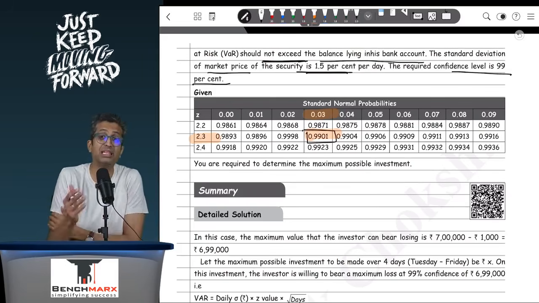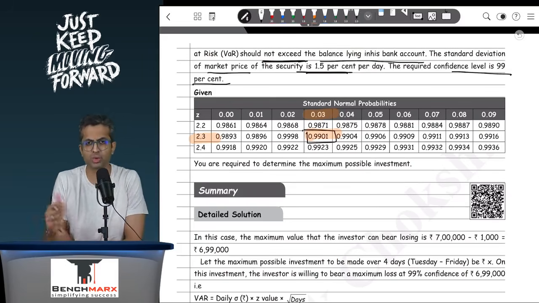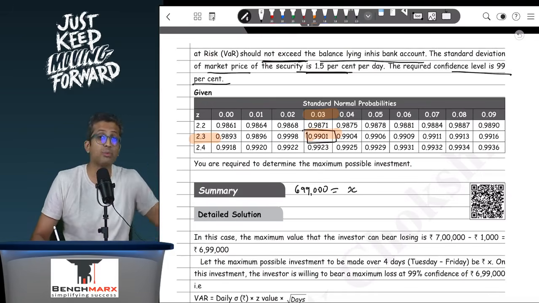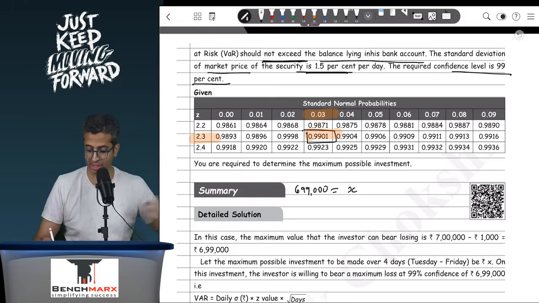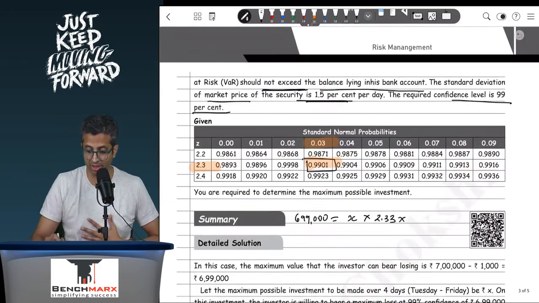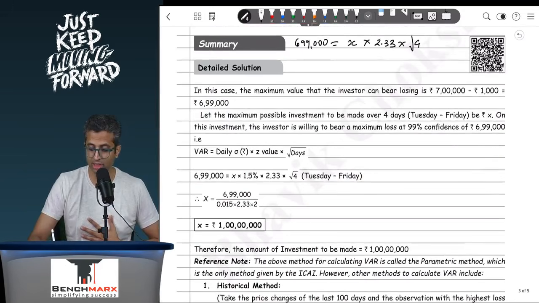So in this question you have been given the VaR. In the last question, 23,74,000 or 75,000 was the VaR we calculated. In this case, we have been told that 6,99,000 is the value you can put at risk. But for that, you will have to take a position of how much? Let us say that is X, at a Z of 2.33, for a period of 4 days. The question very clearly tells you that it is available from Tuesday till Friday, and hence this is for a 4-day period. So this is into the root of 4.